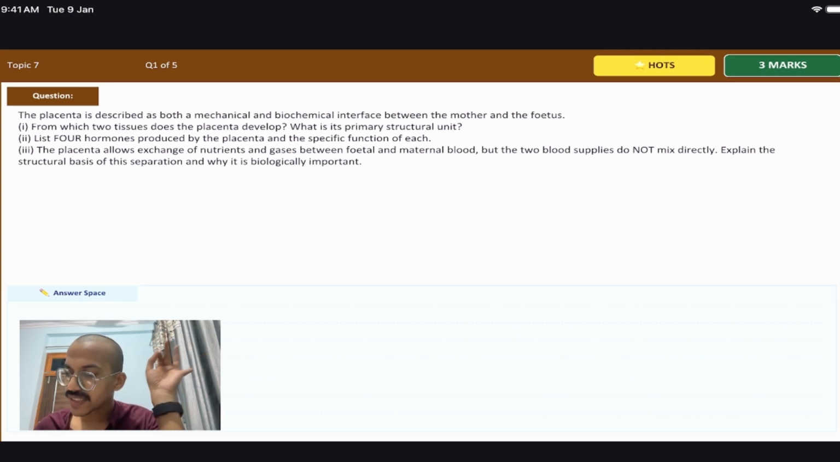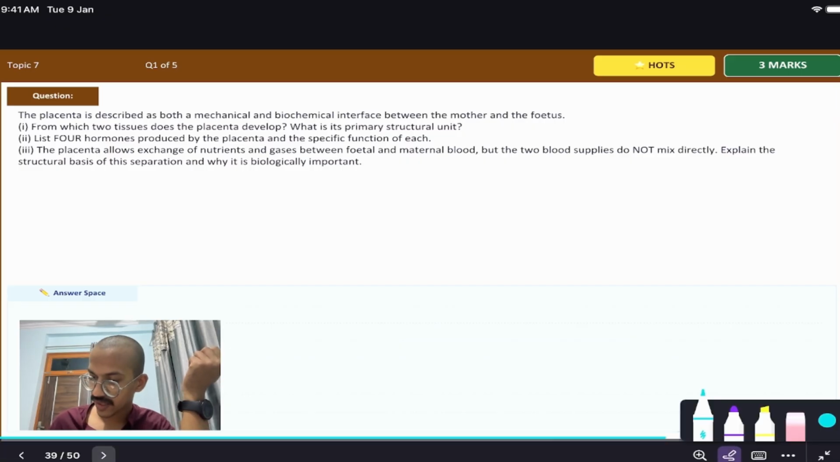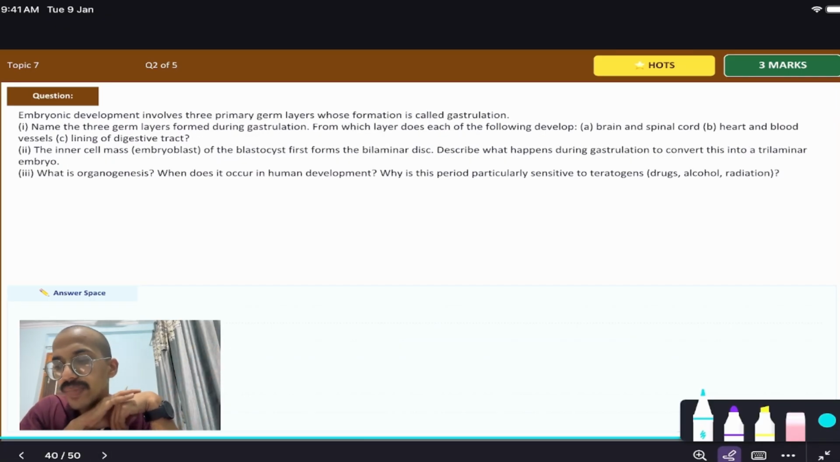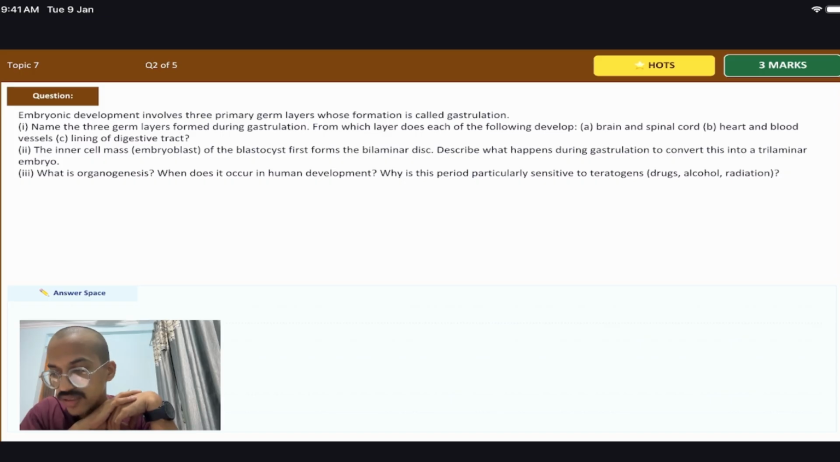Then the placenta allows exchange of nutrients and gases between the fetal and the maternal blood, but the two blood supplies do not mix. Explain the structural basis: there is an umbilical cord which contains the umbilical artery and the umbilical vein. Okay, so that is there. Next question. Embryonic development involves 3 primary germ layers whose formation is called gastrulation. Name the 3 germ layers formed during gastrulation: ectoderm, mesoderm, and endoderm. From which layer does each of the following arise? Not at your level, so you can leave this. Okay, this question from here.